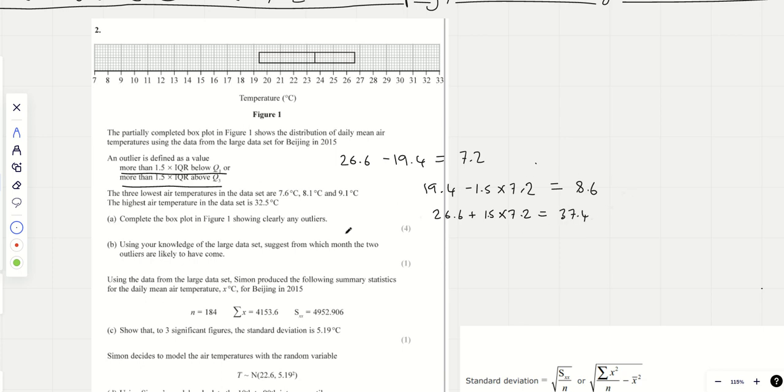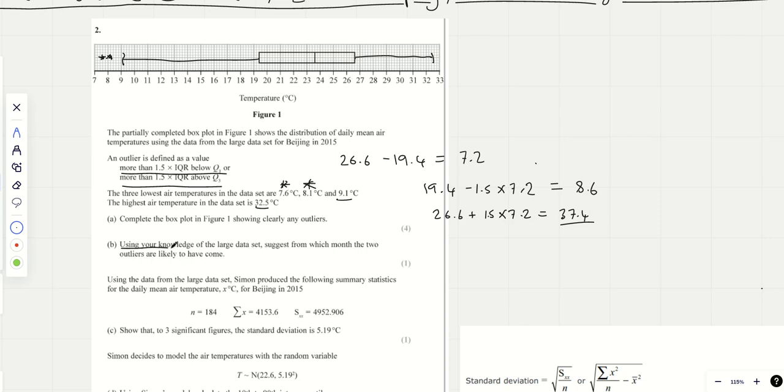So at that point we can see this one and this one are outliers, so we need to represent them as outliers by using a little star. Try and be more precise than me. Then the next one is going to be the lower quartile, so sorry, not the lower quartile but the minimum value. Whoa, that was a bit wonky. And on the other end, we don't have any outliers, and so we're going to go up to 32.5, and that's that one done. Yeah, and that's the box plot completed.